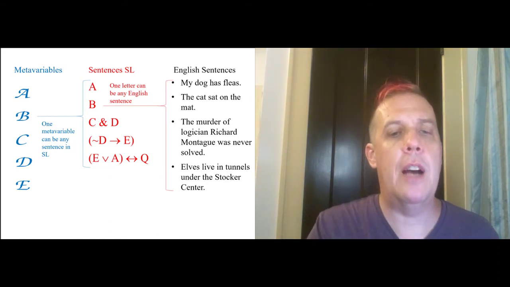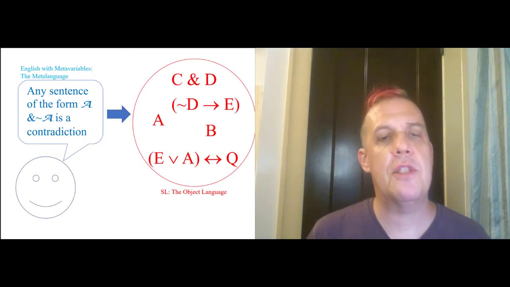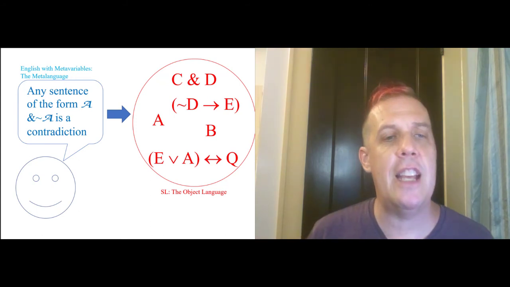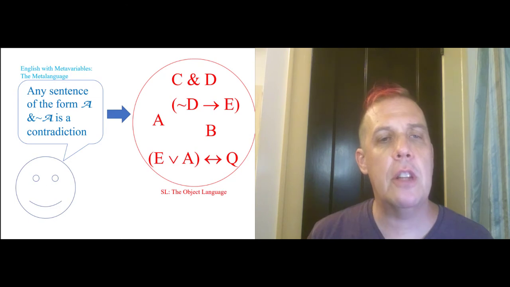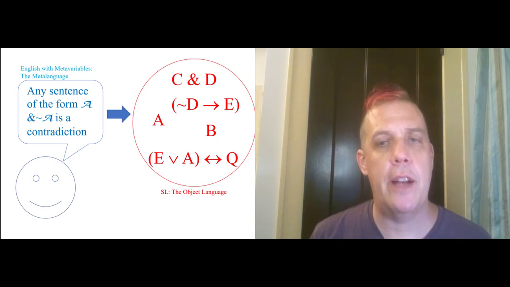The fact that we've got meta variables in the meta-language allows us to say things like any sentence of the form script A and not script A is a contradiction. So that's something that we're saying in our meta-language, and it is about our object language, which is SL in red.